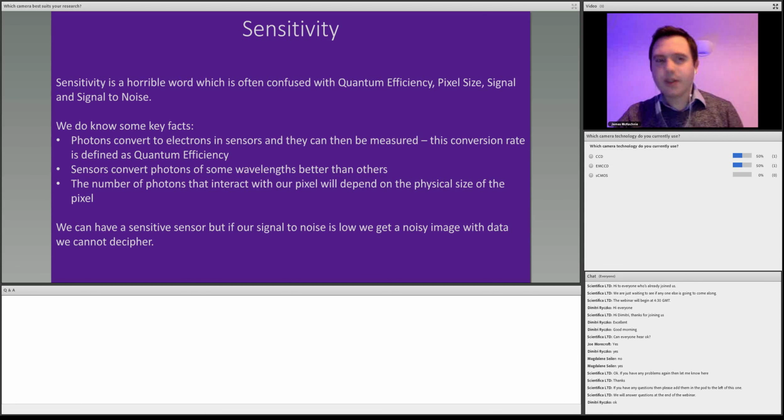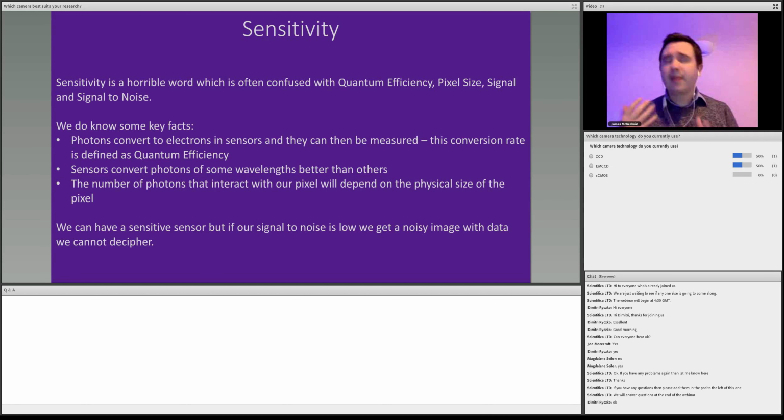So let's actually define what we mean by sensitivity. You have to excuse me, my voice is slightly going here. But sensitivity is, we called it a horrible word, because it means so many different things to so many different people. It's often confused with quantum efficiency. It's affected by pixel size, the amount of signal you have. There are all kinds of things that determine sensitivity.